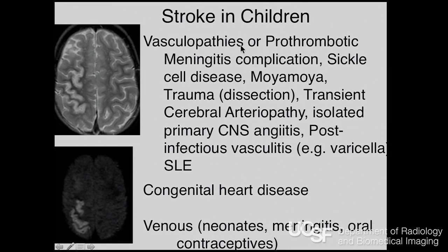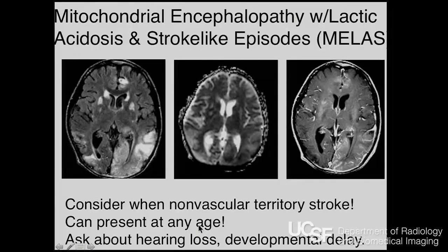Just one comment about stroke in children. They can occur from many, many different etiologies, including complications of meningitis. Okay, so keep that in mind. And when you have something that looks like stroke of varying ages in non-arterial territory distributions, you need to think about metabolic disorders. Namely, you need to think about MELAS. And you may want to ask if the child has been developmentally delayed and if there's any sensorineural hearing loss.